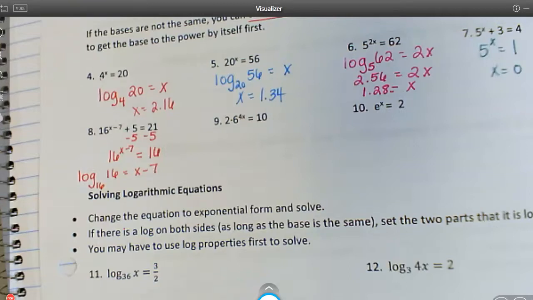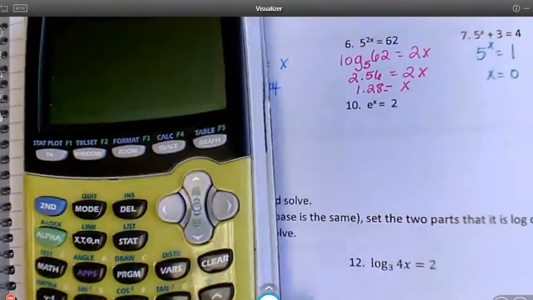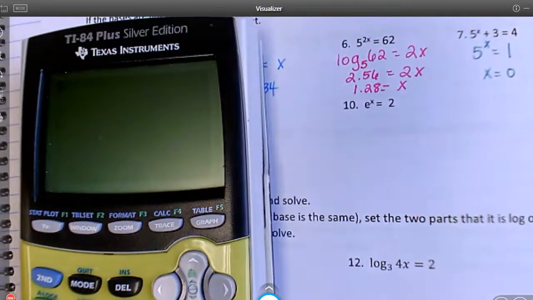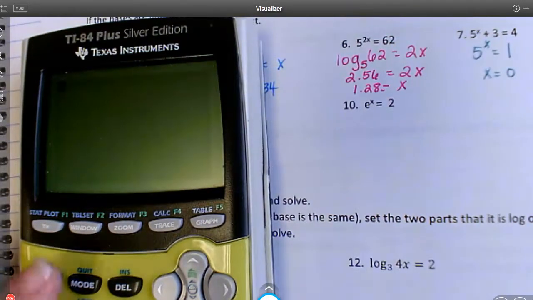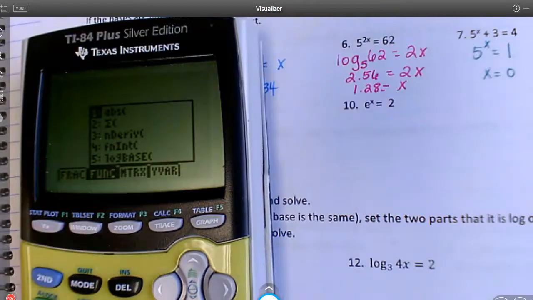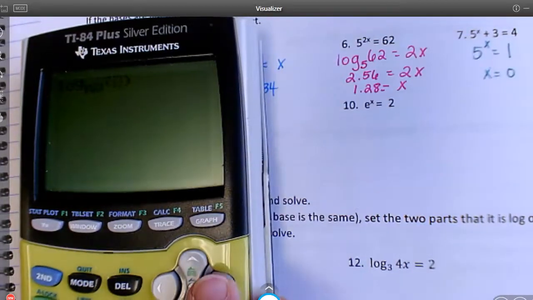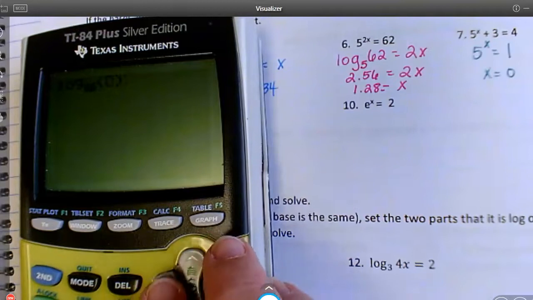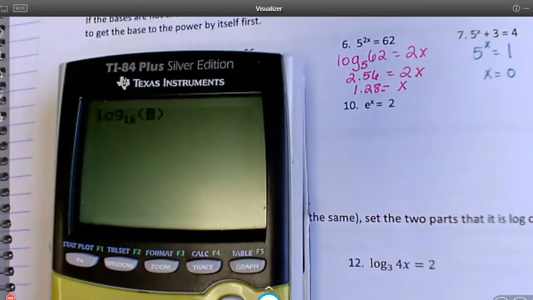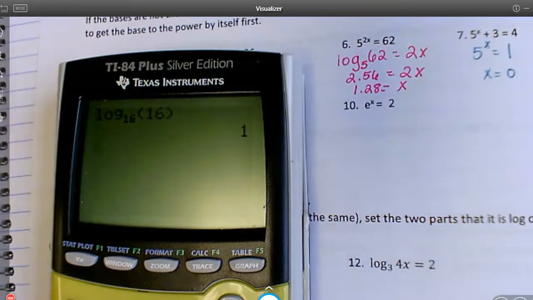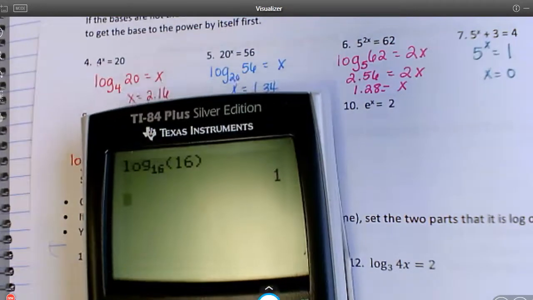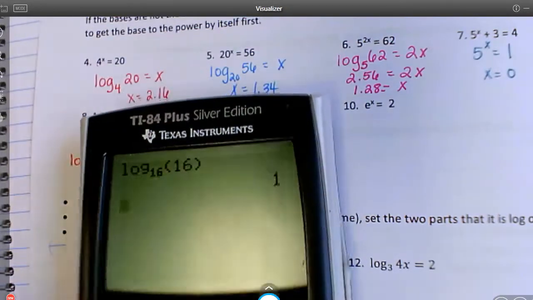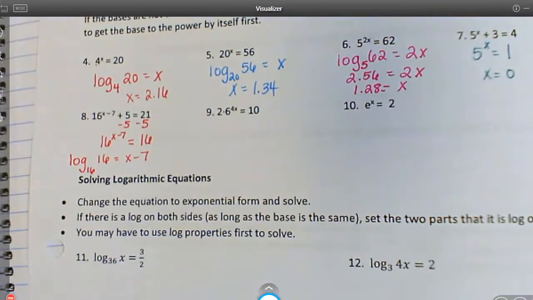Now, you probably already know what log base 16 of 16 is. 16 to what power is 16? 1. If you don't know, just a reminder, you can go to alpha and window, number 5, put your base in there, 16, and then 16, so that you can do that if you need to, if you want to do it on the calculator or Desmos, either way. Okay? We know that that's 1.